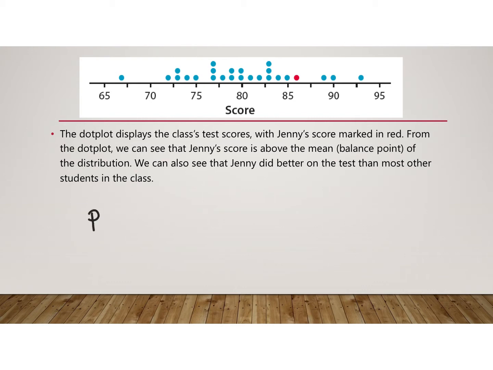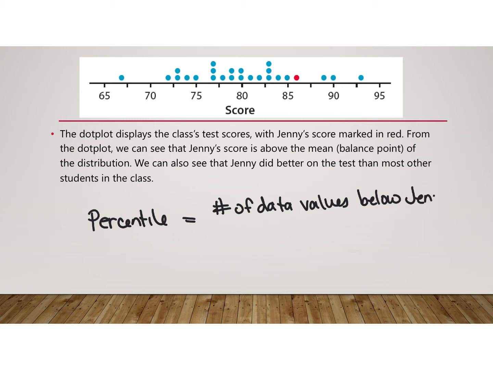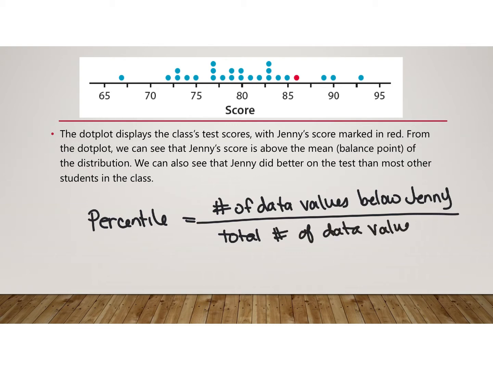To find her percentile, we're going to do the number of data values below Jenny divided by the total number of data values. So in general, it's going to be the number of data values below the one you want to find the percentile for, divided by the total data values.